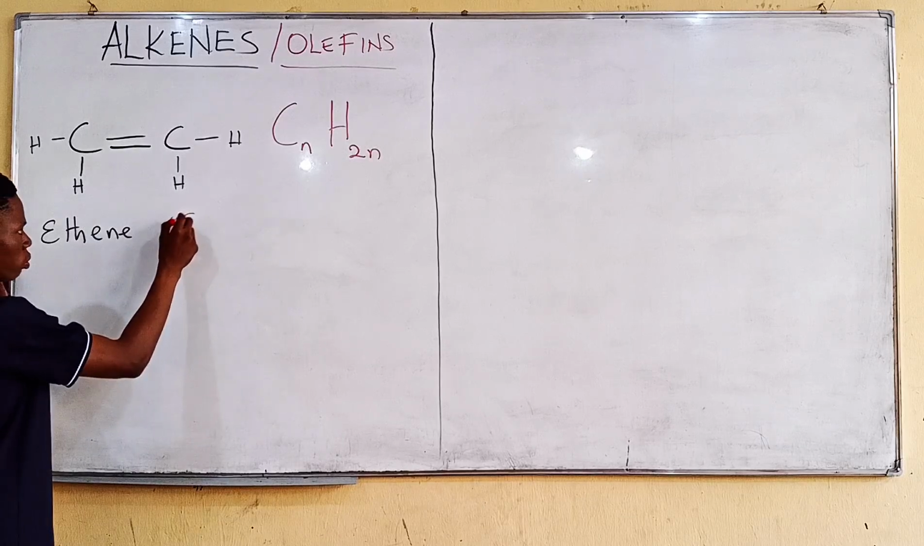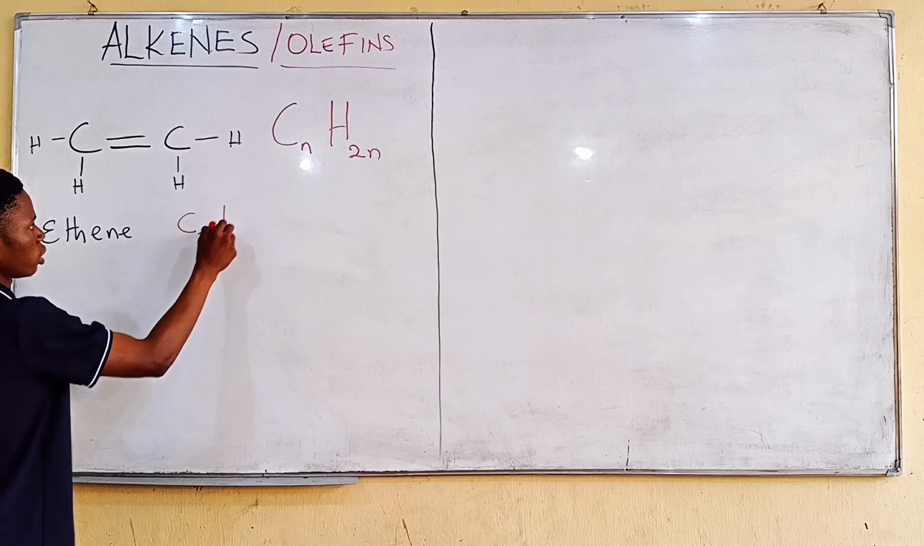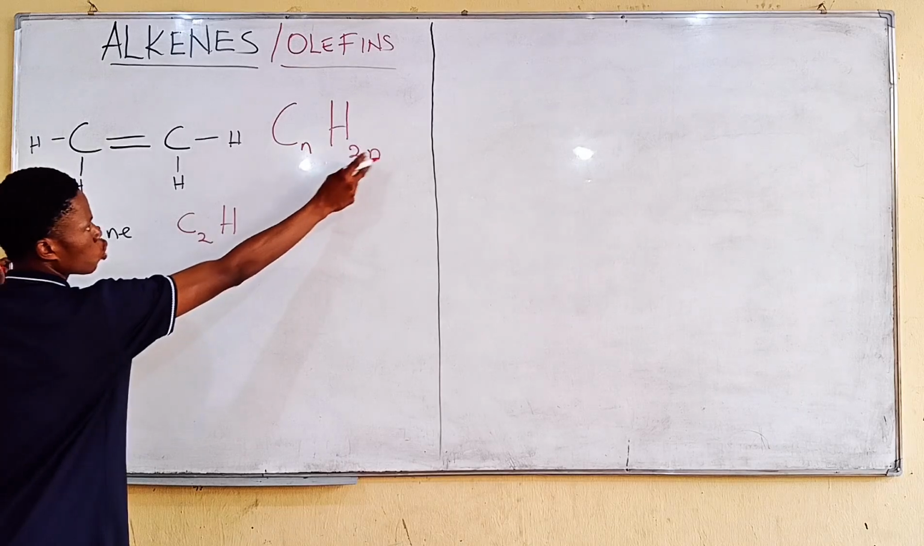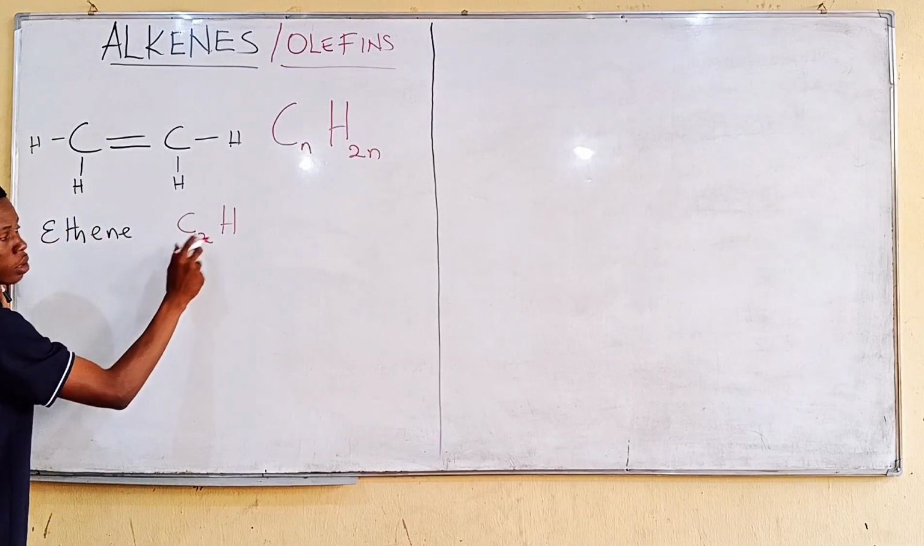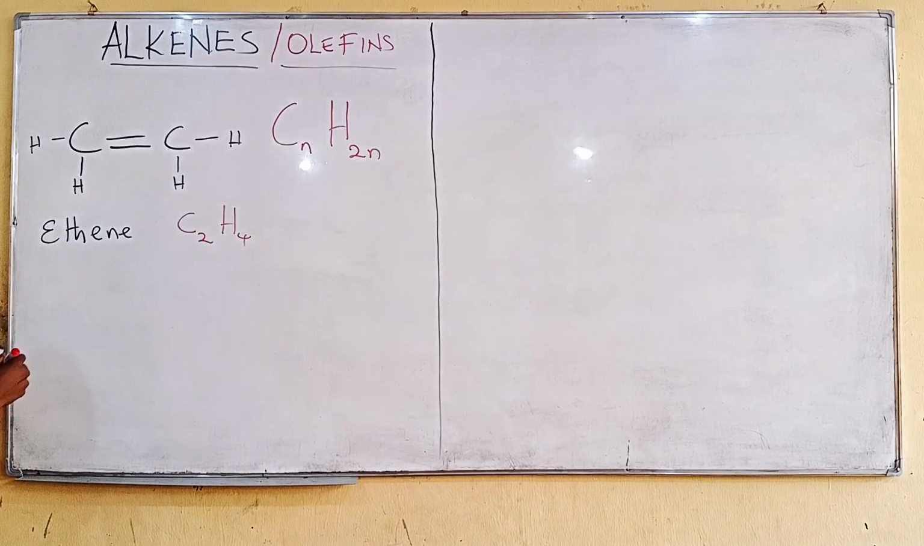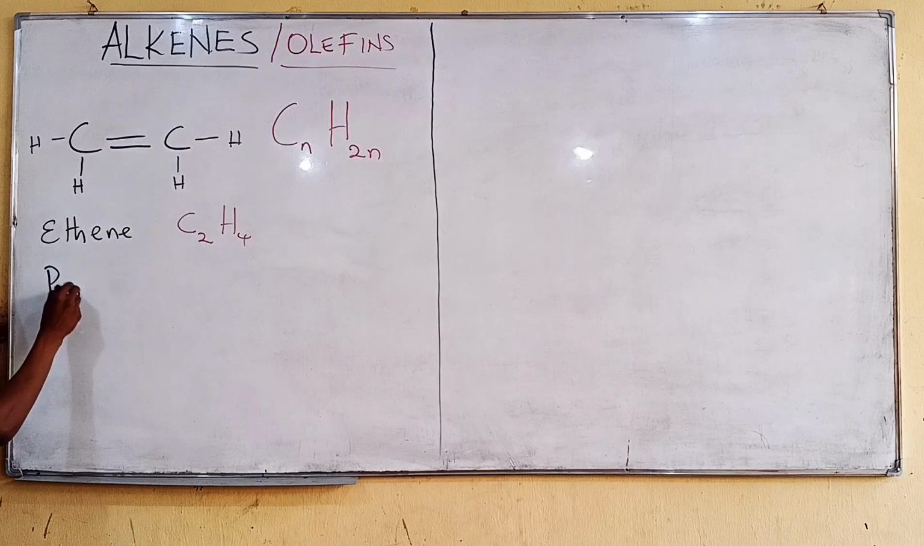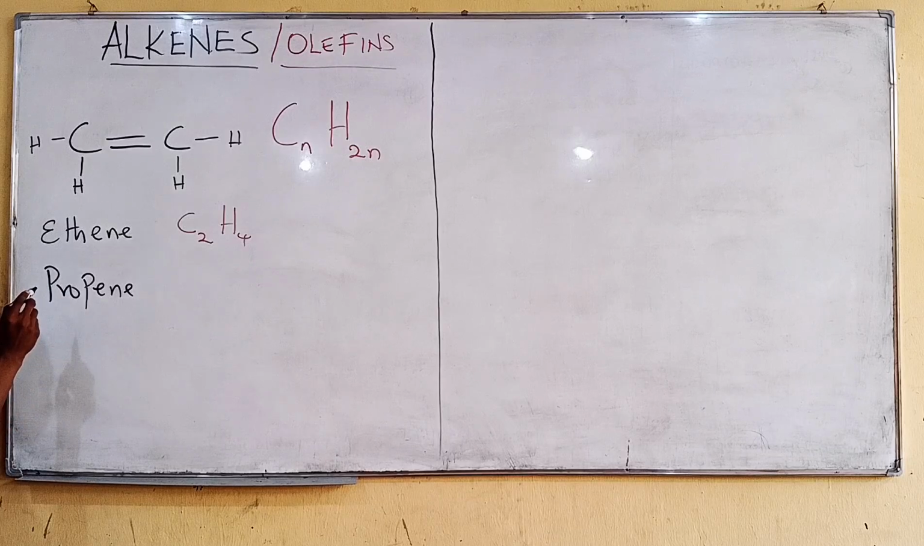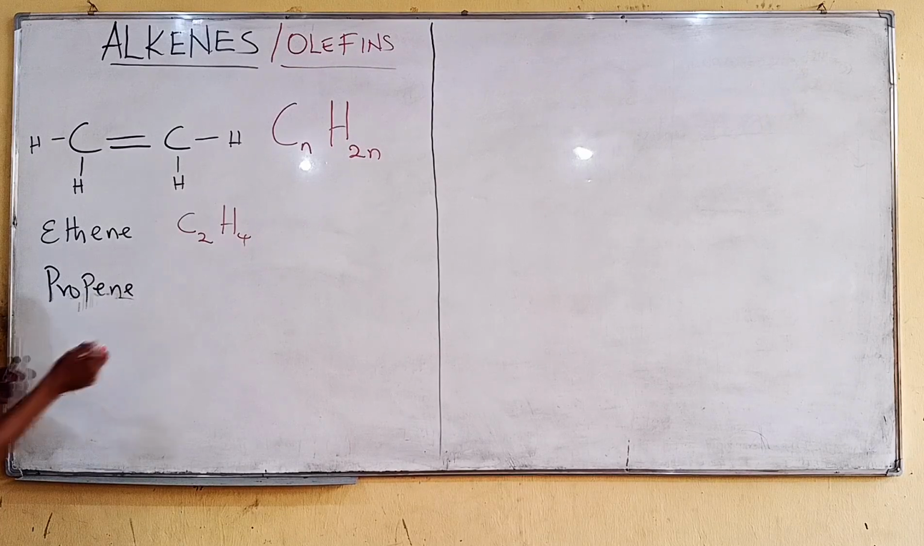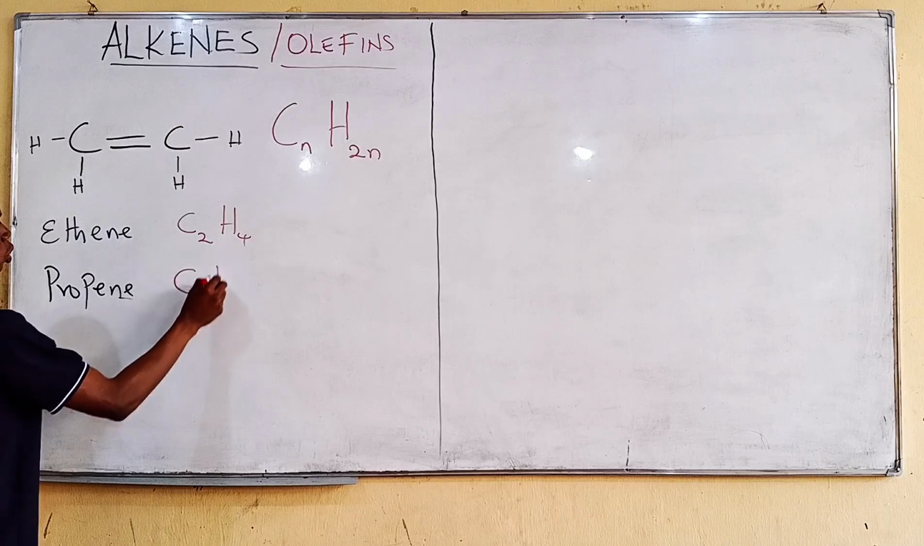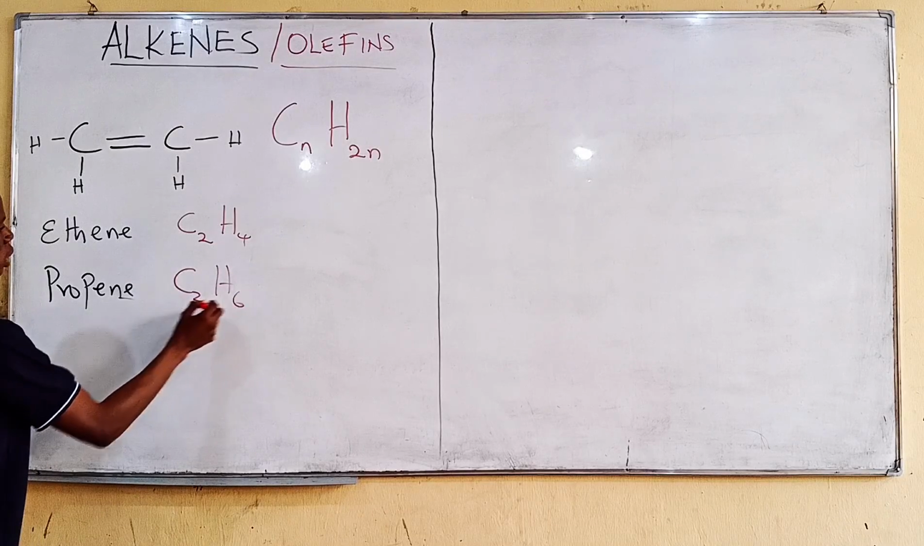Ethene has 2 carbons, right? How do we get the H? 2n, that's 2 times anything you have here, 4. That's ethene. The next one in the series is propene. Propene, please check the spelling: propene, not propane. Propane is an alkane, while propene is an alkene. So propene is how many carbons? That's C3. H what? Just 2 times this, 6.